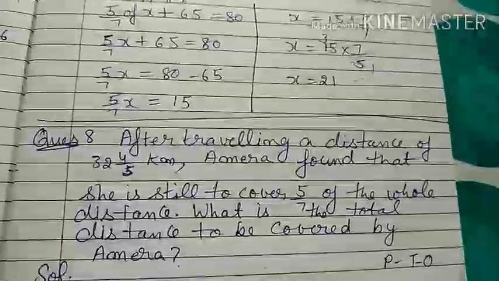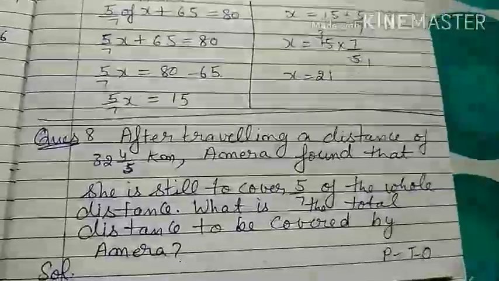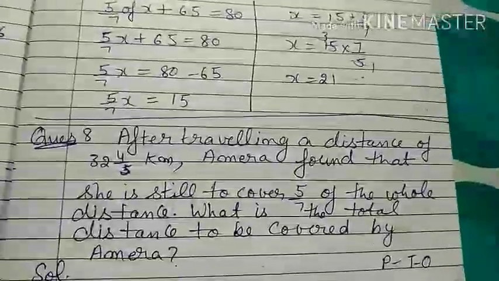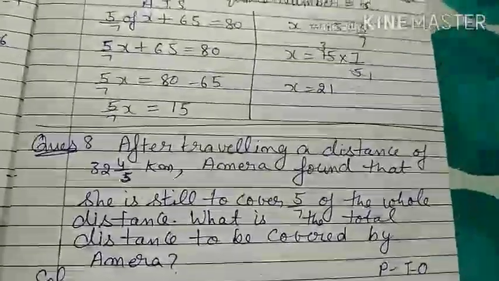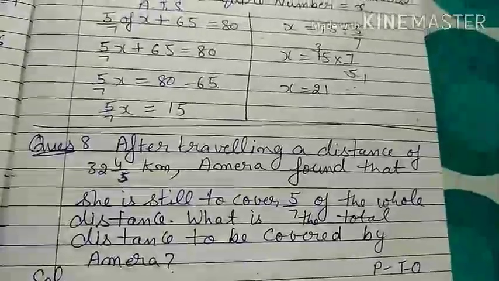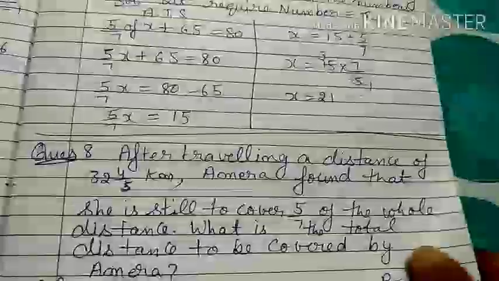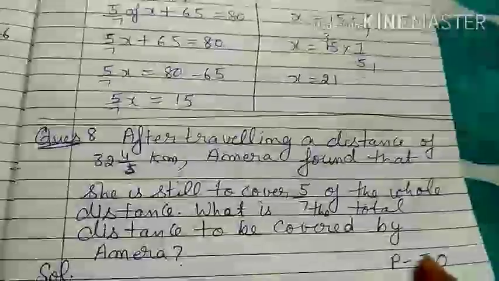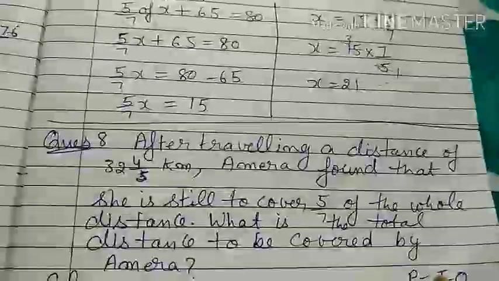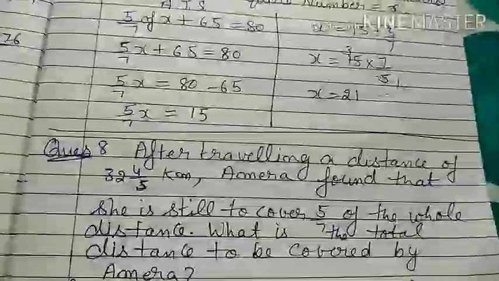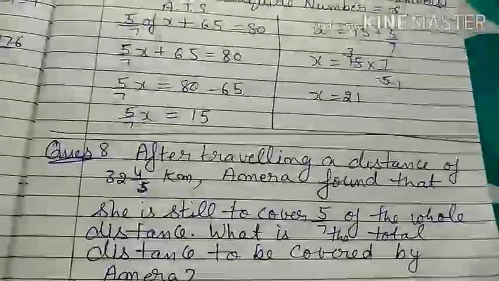When Meera started traveling, she just covered 32 into 4 by 5 kilometer of distance. After that, when you think about how much distance is left to complete the whole journey, she finds that still 5 by 7 of the whole distance is left. You have to find what was the total distance which Amira wanted to cover.